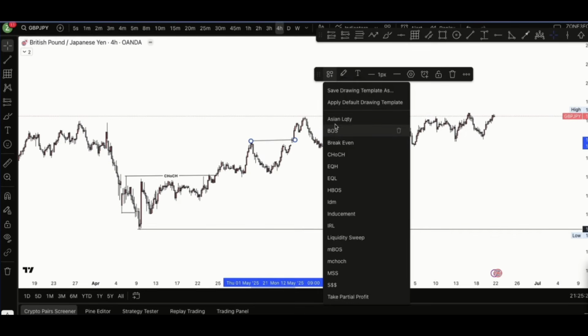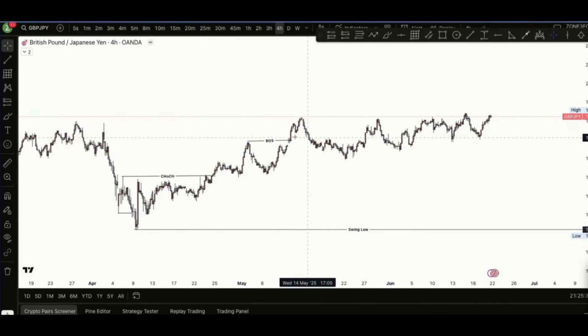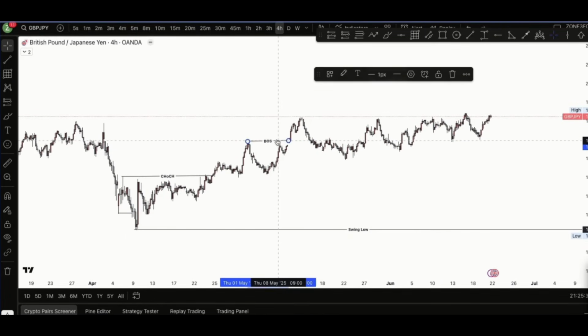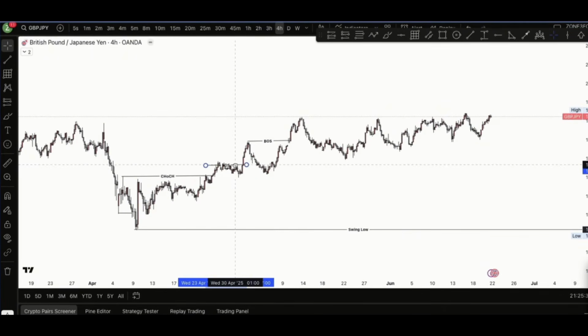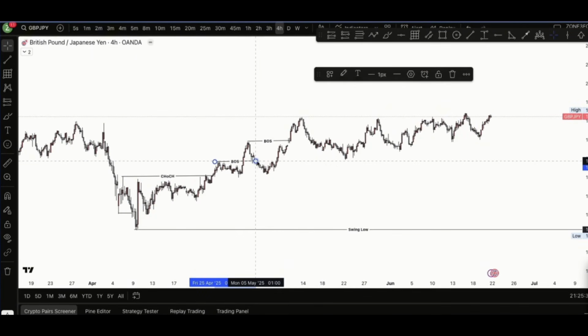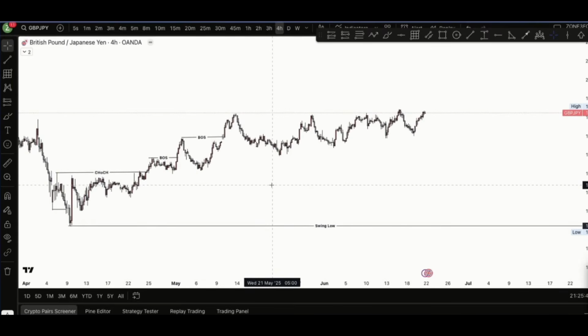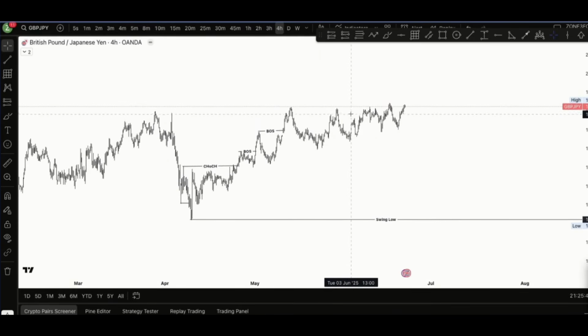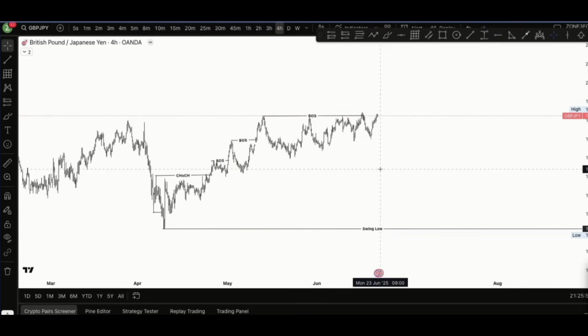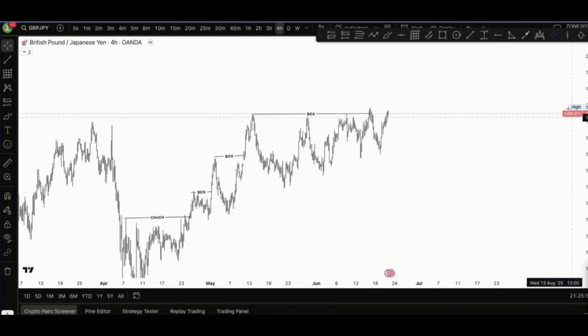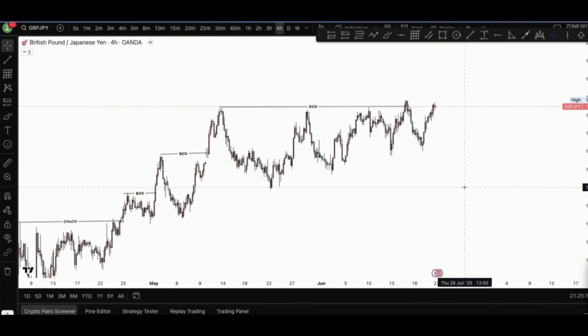We have this change of character here. Then we have another break of structure. This is also a break of structure. This one is also a break of structure. And then we have this one, on the 4-hour time frame. We have this one, also a break of structure. Good. So now look at it from the 4-hour time frame.